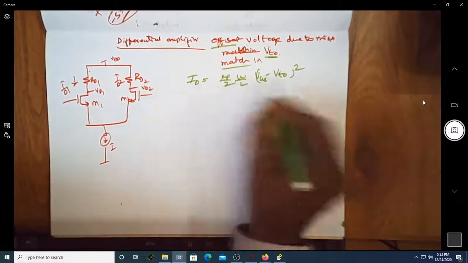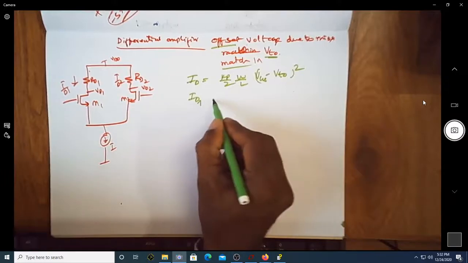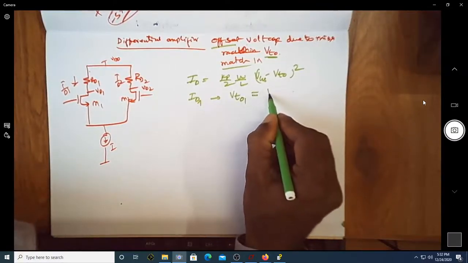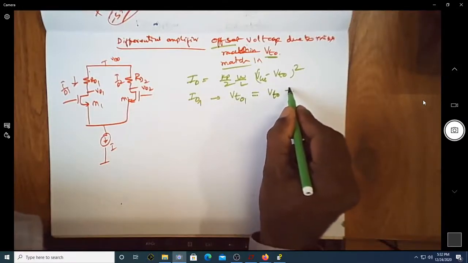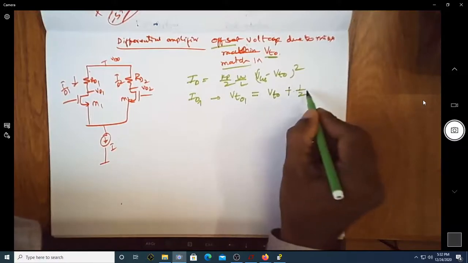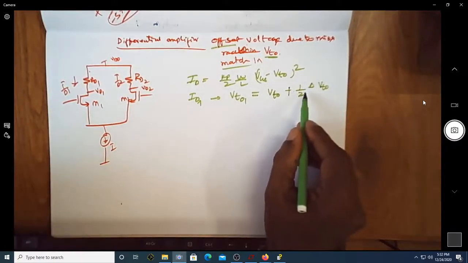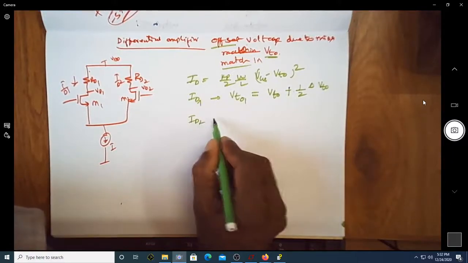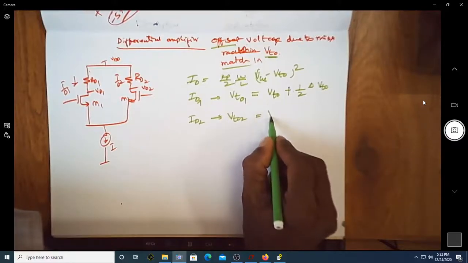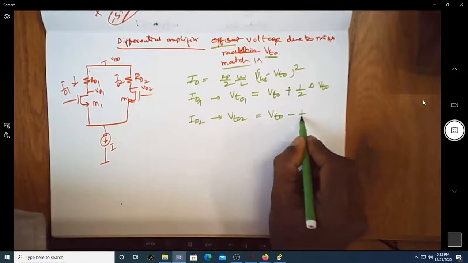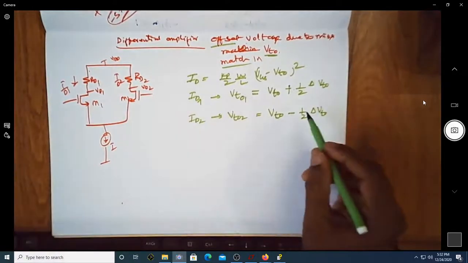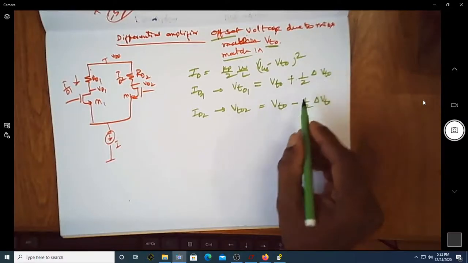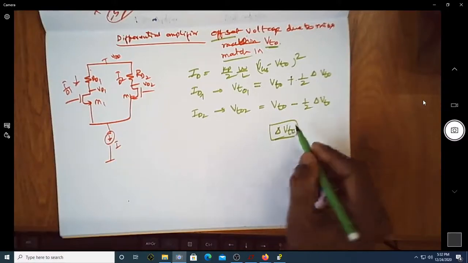Let us consider this a general expression for ID1. Let us consider the corresponding VTO as VTO1, equal to VTO plus half delta VTO. So there is half of the deviation in VTO. Similarly, for ID2, VTO2 is VTO minus half into delta VTO. If we carefully observe both the VTOs, there is an overall variation of delta VTO.